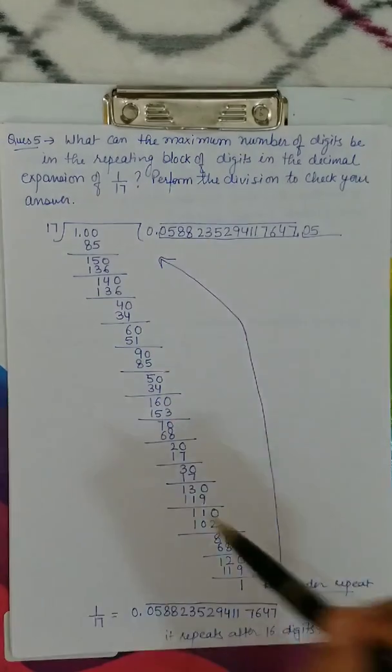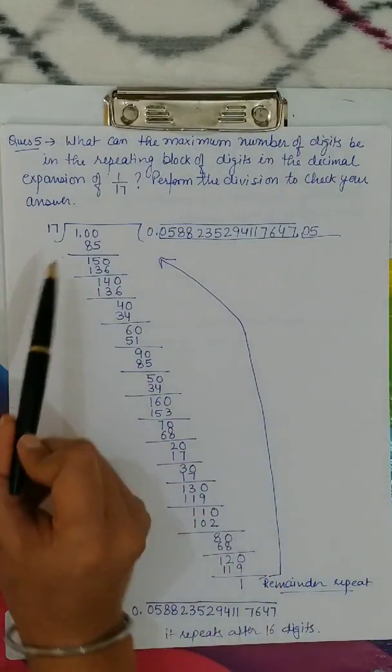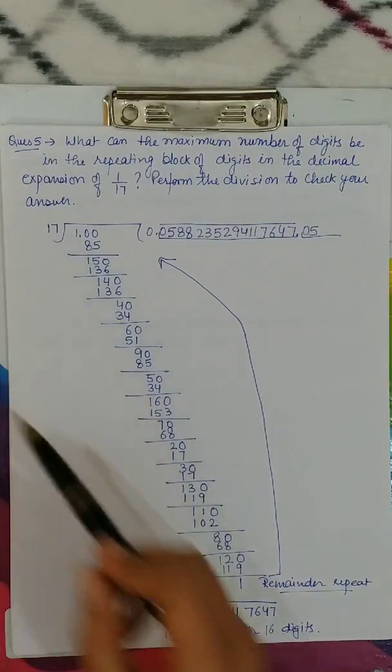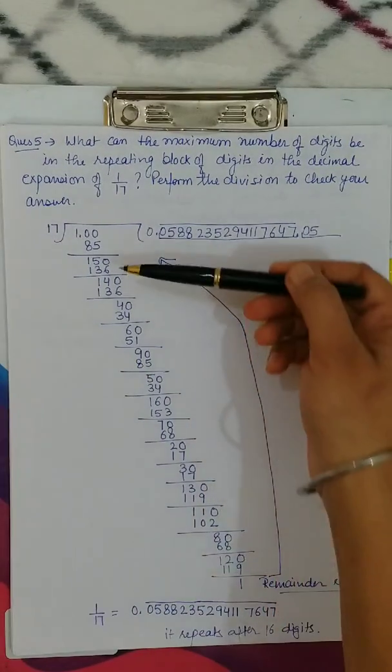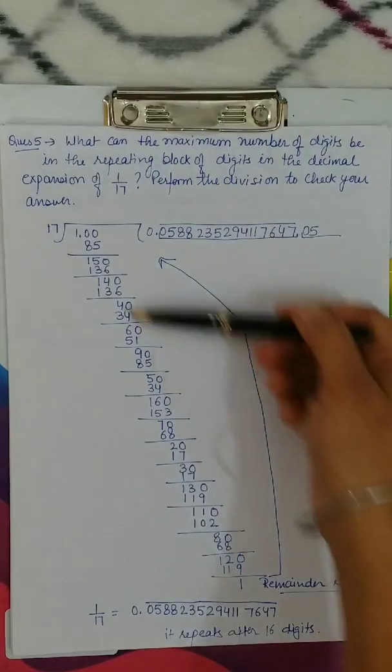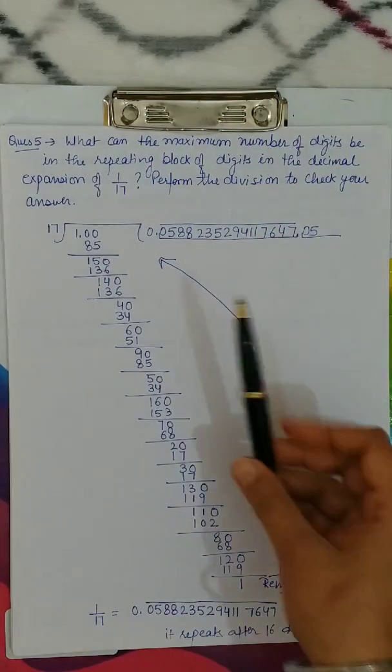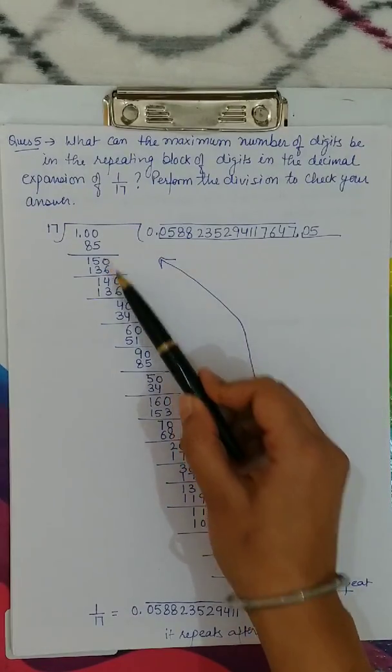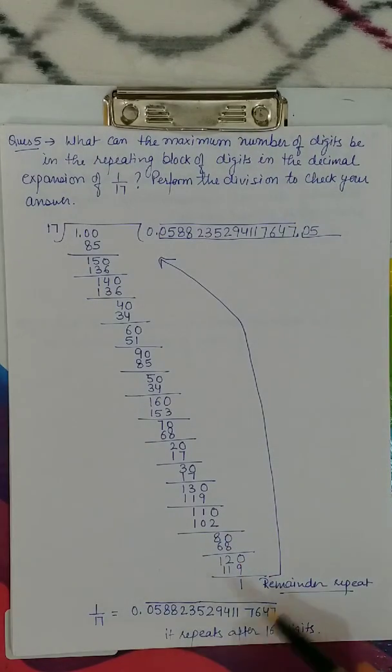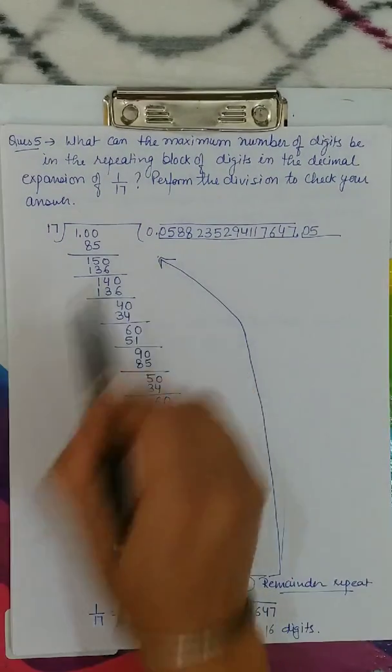Now I have already done the division. I can show you. See, when we divide 1 by 17, take the decimal. If you see the division, see how long the division is. And see, after 16 steps, we will get the same remainder. And when we get the same remainder, it means the process repeats again.